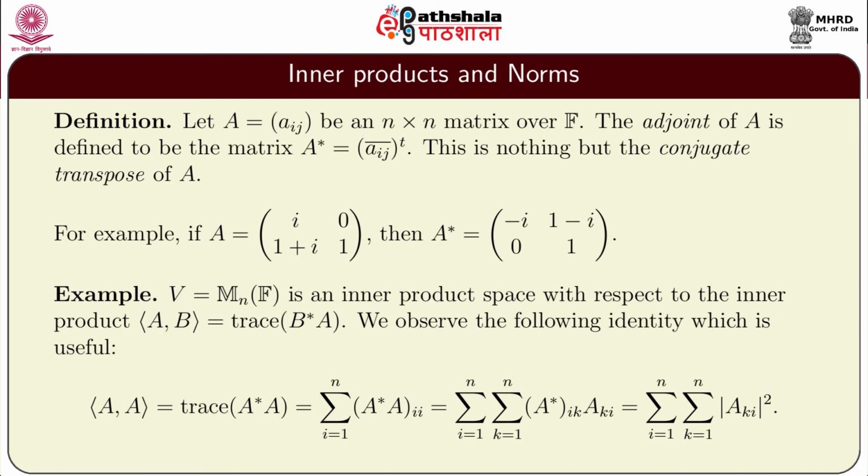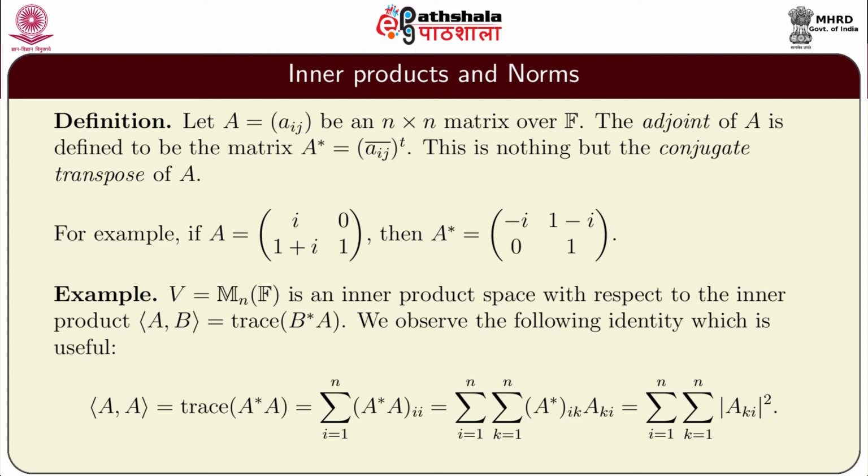Let A be an n cross n matrix with entries from the field F. Remember that in our discussion the field F is either the field of real numbers or the field of complex numbers and not an abstract field. The adjoint of the matrix A is defined to be the matrix A star given by the transpose of the matrix of Aij bar.